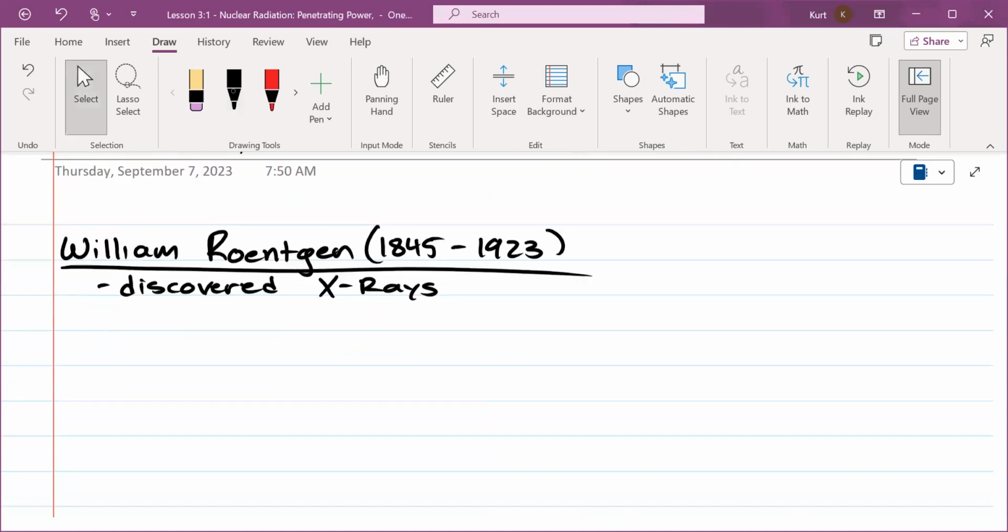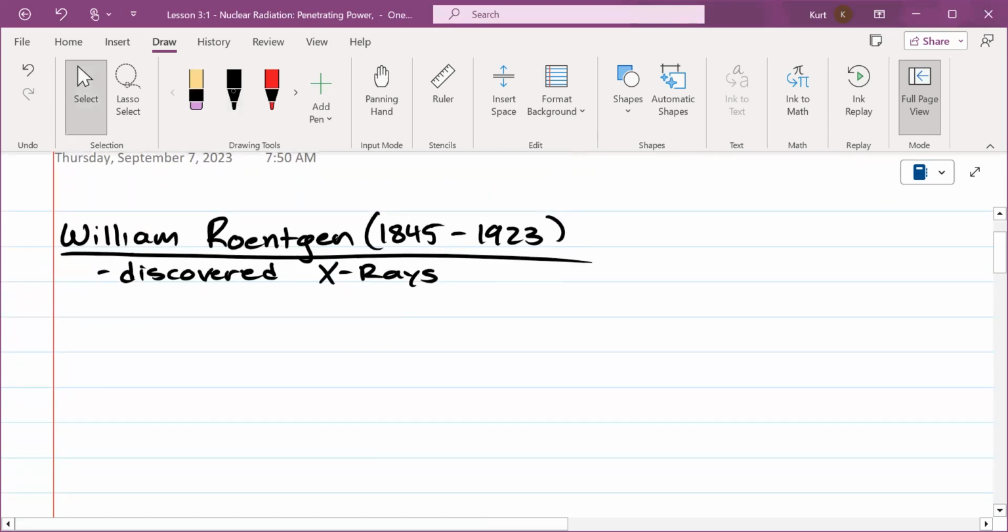Okay. All right. So you're going to hear the word Röntgen a lot. He's a very, very famous scientist when it comes to nuclear chemistry.